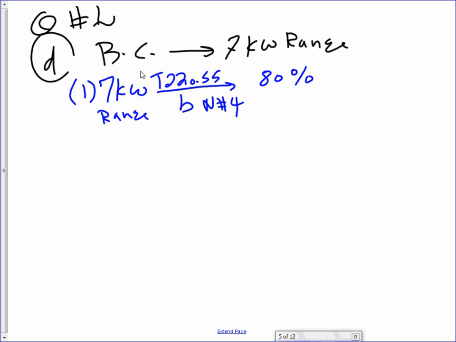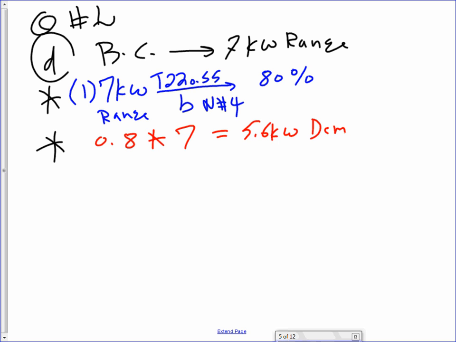So, having said that, then you come over here and you take the 0.8, multiply this one by 7. That will get you a healthy 5.6 kW demand load. This is the demand load that I can size for. Why did I apply the table to a branch circuit? Because it's a range. Because it's a range.